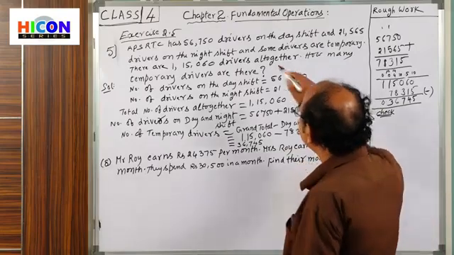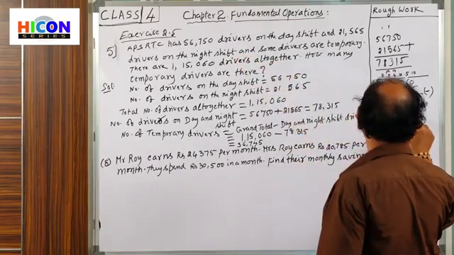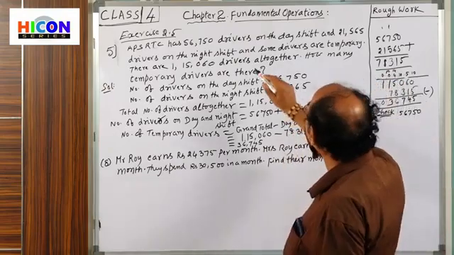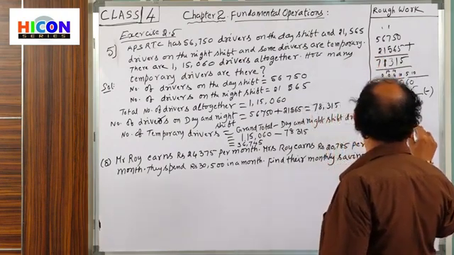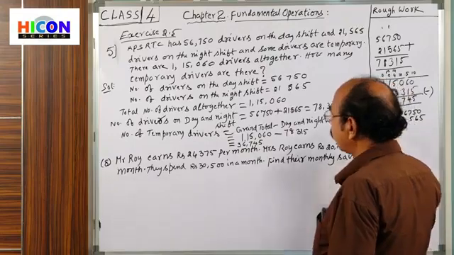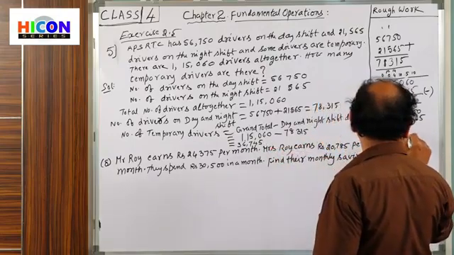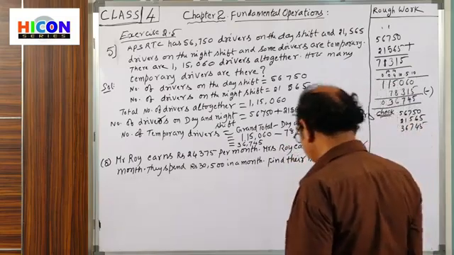So add: day shift duty 56,750. Next, night shift 21,565. Temporary, now how many came? 36,745. Okay, children, add.